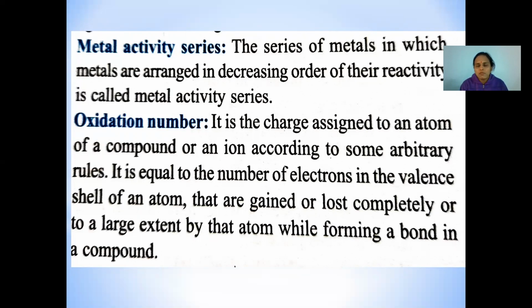So oxidation number, first you should know the definition of it. It is the charge assigned to an atom of a compound or an ion according to some arbitrary rules. And it is equal to the number of electrons in the valence shell of an atom that are gained or lost completely or to a large extent by that atom while forming a bond in a compound.